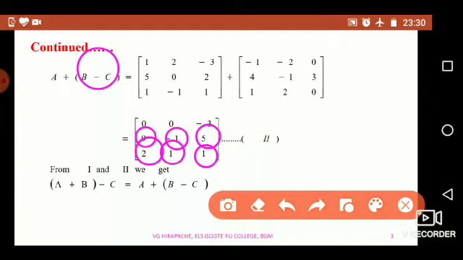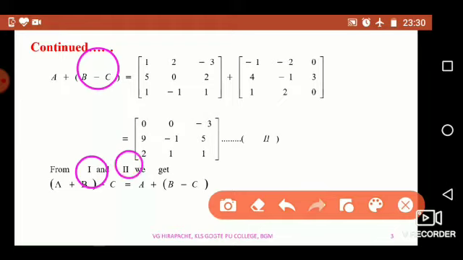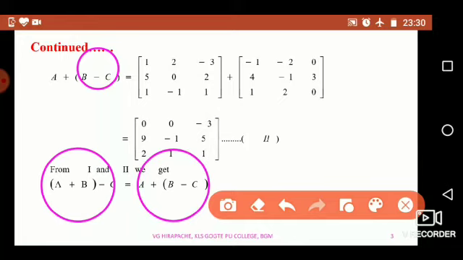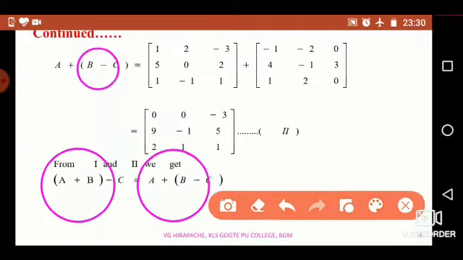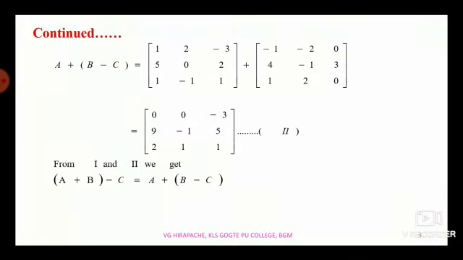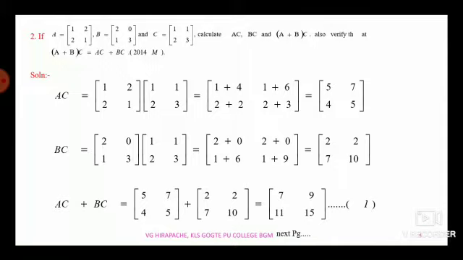From the previous slide, from equation number 1 and equation number 2, we get A plus B minus C is always equal to A plus B minus C. Therefore, this problem is verified. Moving to the next question.